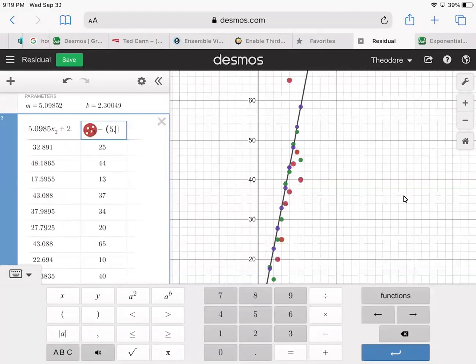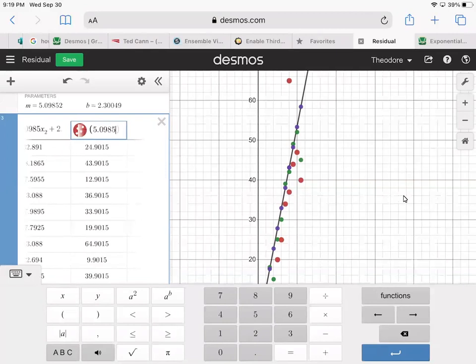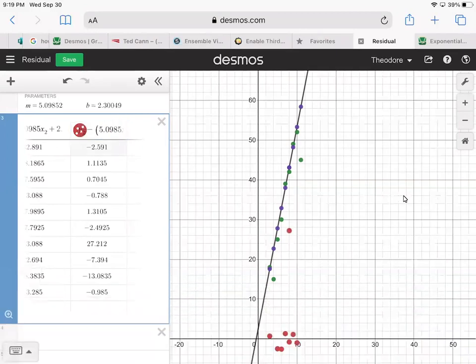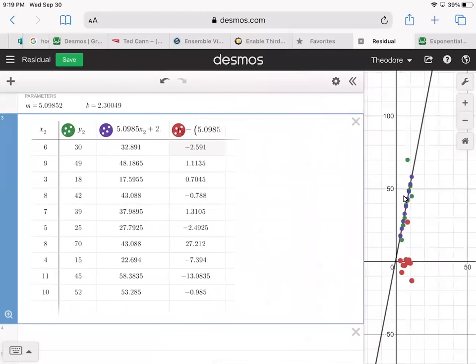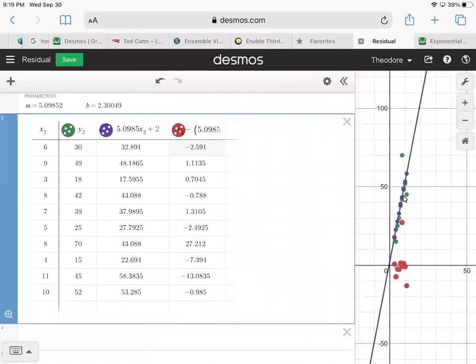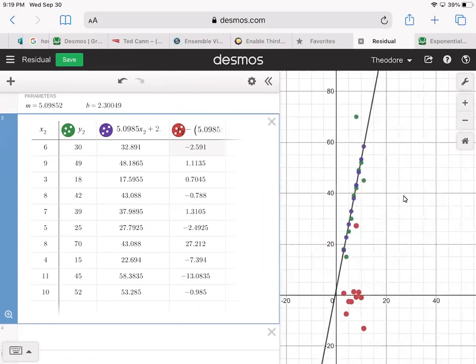So 5.0985 x2 plus 2, in parentheses. And we get this big old mess in terms of the graph, which is kind of aggravating, but that's the least of our worries. I'm trying to expand this so you could actually see it. It's actually working now for some reason. It wasn't working before, but this should be good enough.